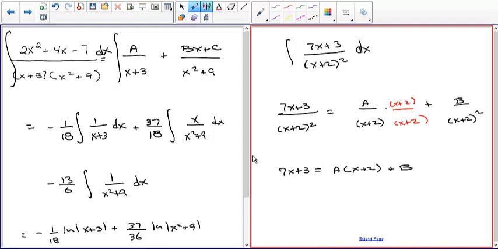So remember, you let x equal -2, solve for b, and then you let x equal 0 and solve for a, using b from your first part.